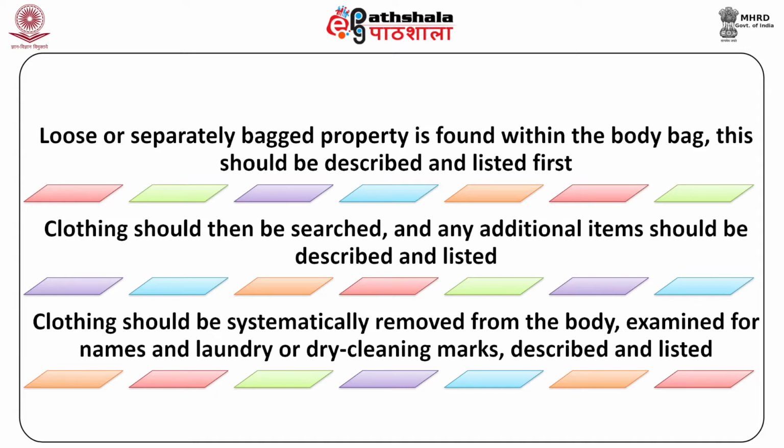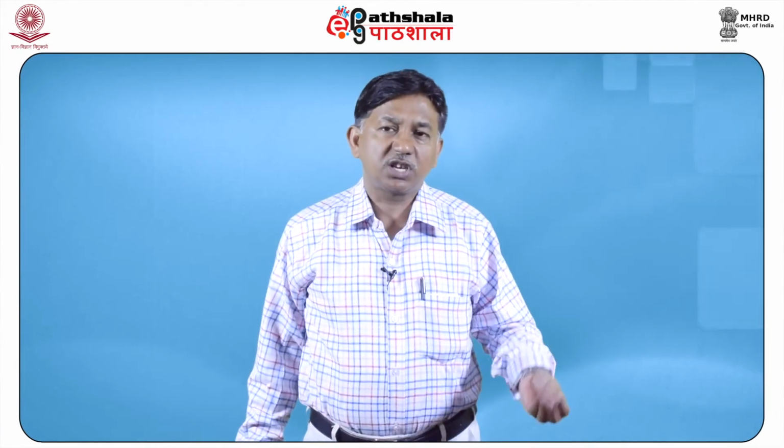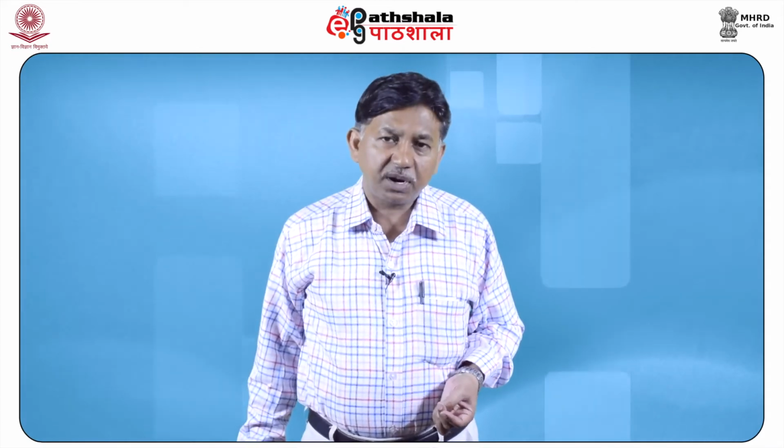Clothing should be systematically removed from the body, examined for names and laundry or dry cleaning marks, described and listed. Finally, rings and watches can be removed, described and listed. All property should be bagged, clearly numbered and cross-referenced with the body number.